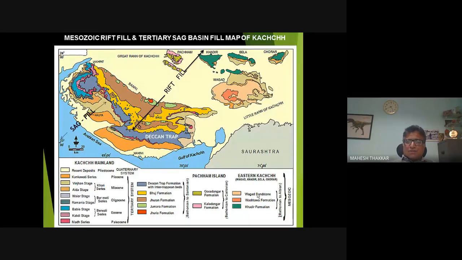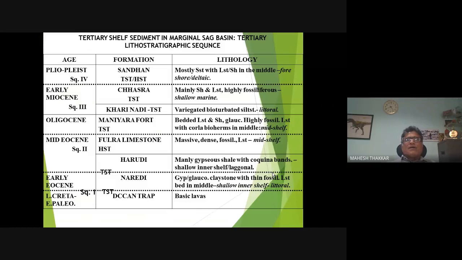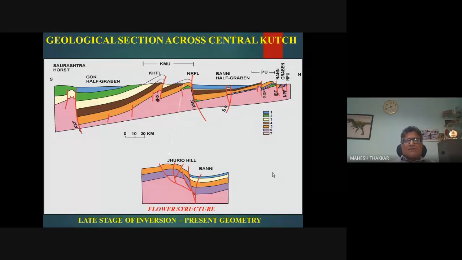Since the tectonics is not alone, the sedimentation is part and parcel of it, I would like to show that. And of course in the column you can see the different groups: mainland group, Pacham group, Khadir and Wagad group. Okay, so I am skipping all these things, but now this is the latest scenario, the latest present geometry of the Kachch Basin.